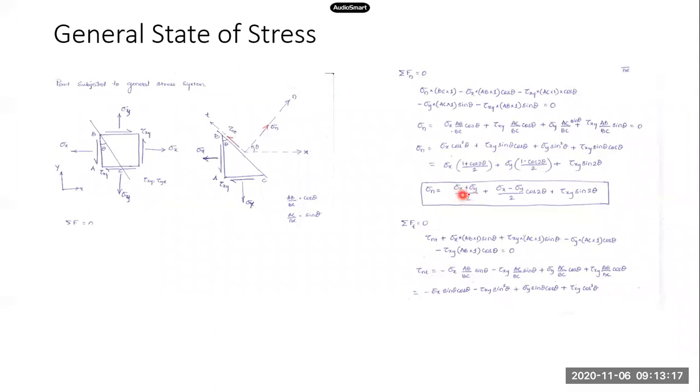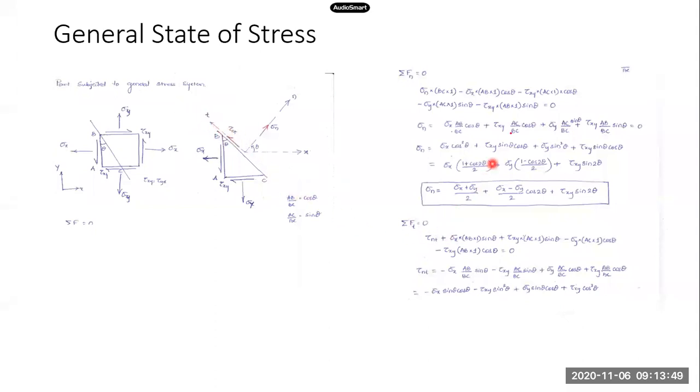What were the applied stresses? These three stresses, sigma x, sigma y, and tau xy. So if you are given the inclination of the plane, this theta, or if you choose any plane on which you want to find the normal stress, knowing these applied stresses, you can find it out. This is the normal stress on an inclined plane. Now, to get the shearing stress on the inclined plane, I'll be considering the equilibrium of forces in T direction, along this tangential direction.